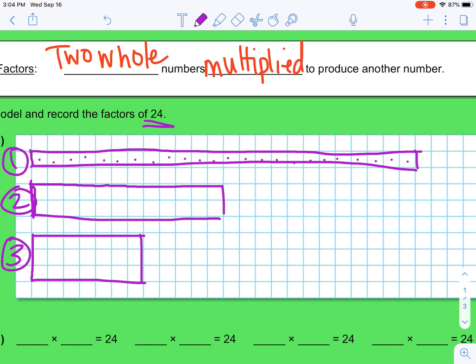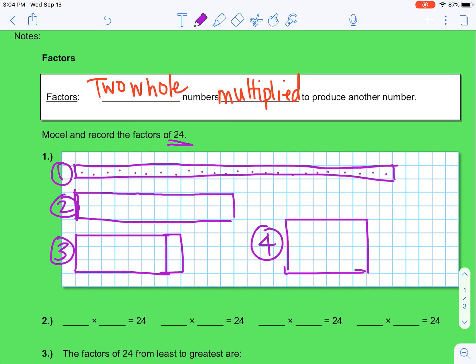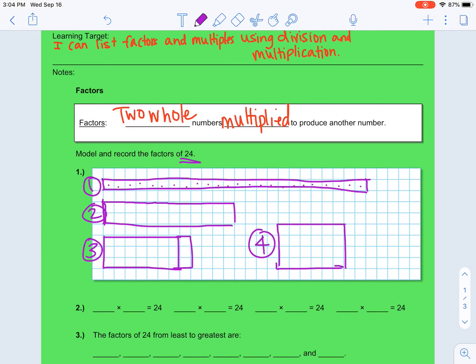There is. I could do 4. How many boxes over would I need? I would need 4, 8, 12, 16, 20, 24. Oops, I think I need another box there. Sorry, I miscounted. 1, 2, 3, 4, 5, 6, 7, 8, 9. Alrighty, so those are a few ways I could model 24. There aren't any other ways I could do it unless I ended up turning my paper the other way.